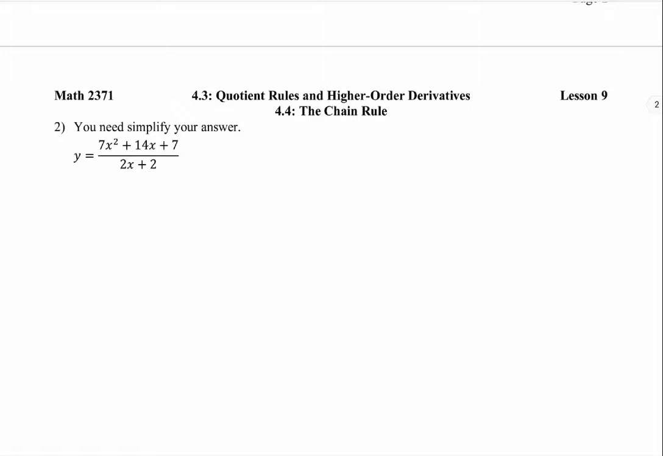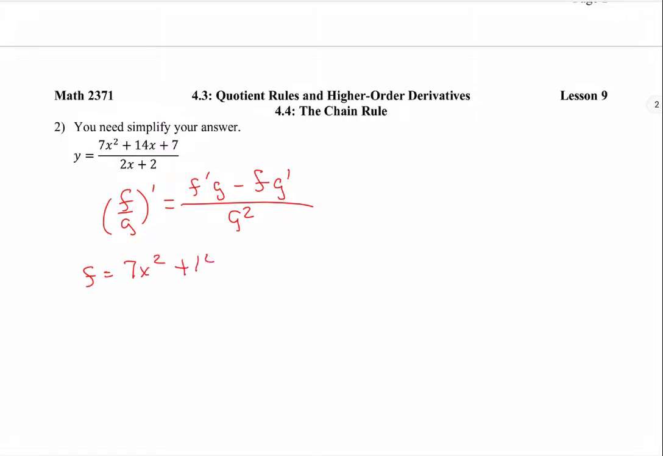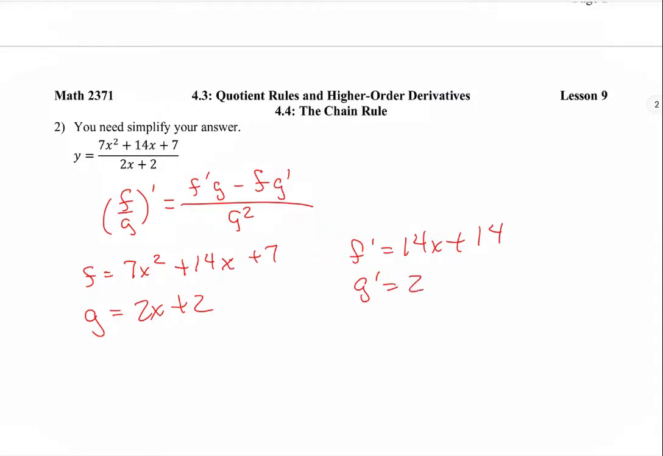All right? So again, my quotient rule is the derivative of f over g equals f prime g minus f g prime over g squared. So this gives me that f is 7x squared plus 14x plus 7, where f prime equals 14x plus 14, and g is 2x plus 2, so g prime is 2.